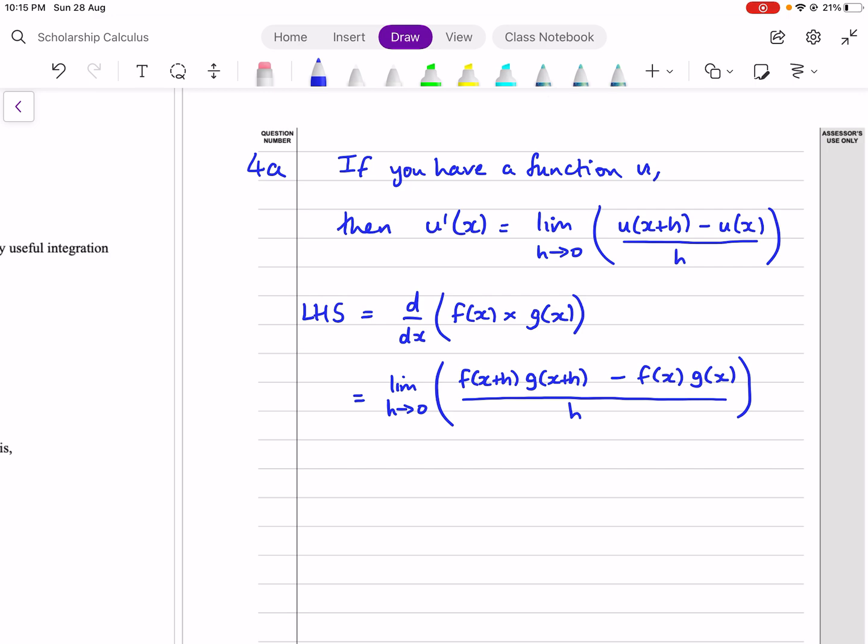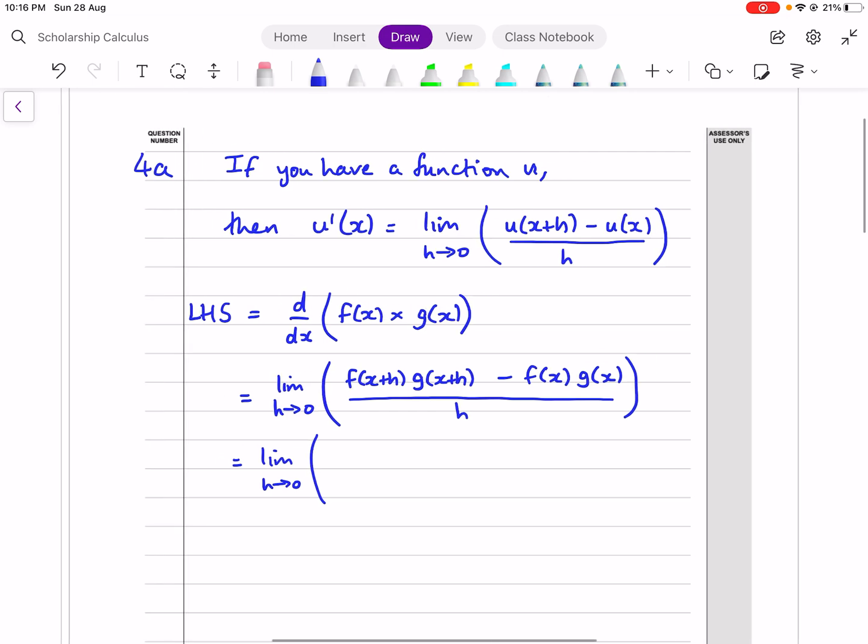So this is where the little sneaky trick comes in, and like I said, if you'd seen the proof before, you would kind of know this or expect this next point. We'll reflect on it at the end. But what you do is you add 0 to the numerator. So at the moment, we've got f of x plus h, g of x plus h. And what I'm going to do is take away f of x plus h times g of x, and then add it back in again.